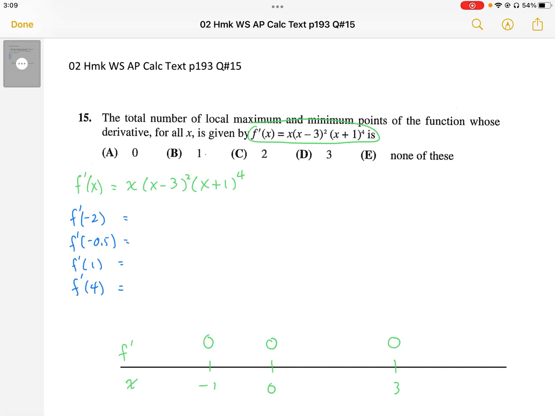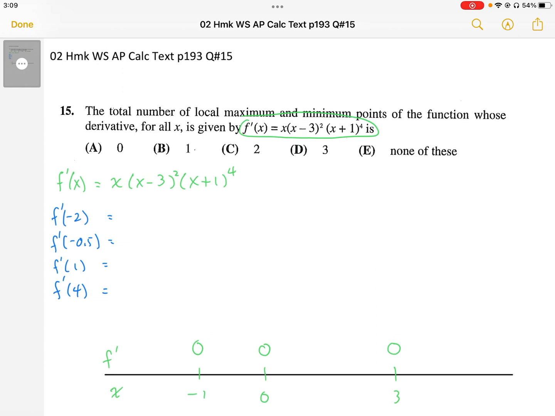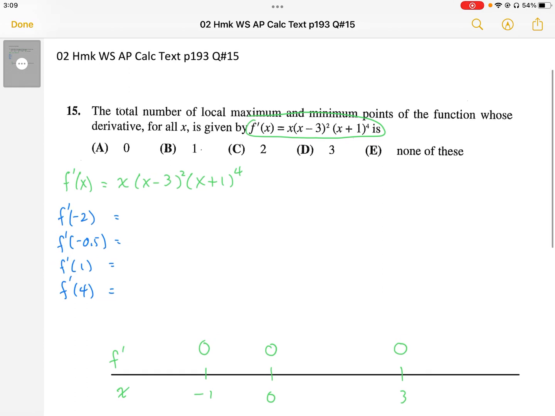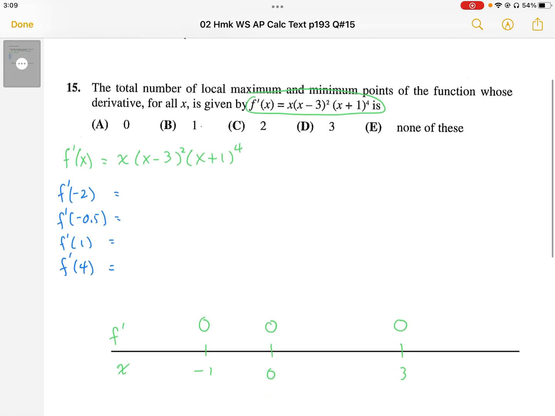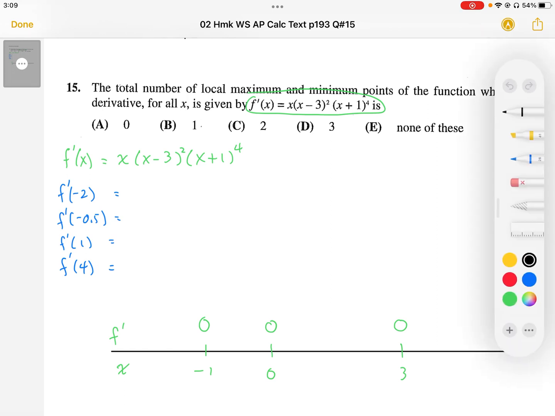Number 15 from the homework asks for the total number of local maximum and minimum points of the function whose derivative, for all x, is given by f prime equals (x minus 3) squared times (x plus 1) to the power 4. I've rewritten the derivative down here in green. Based on the factored form, the derivative has zeros at -1, 0, and 3. So what we're going to do is just test the slopes in those regions.